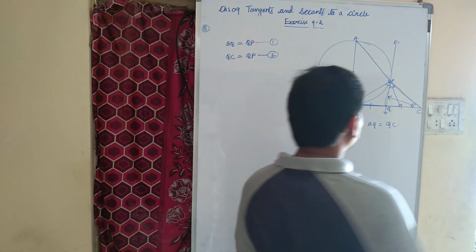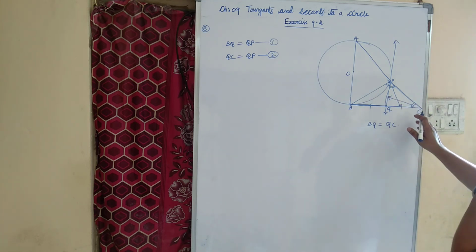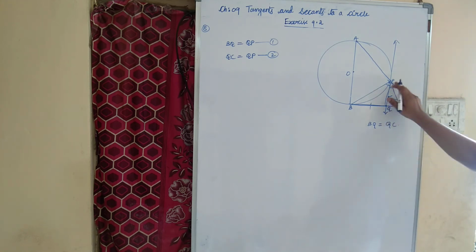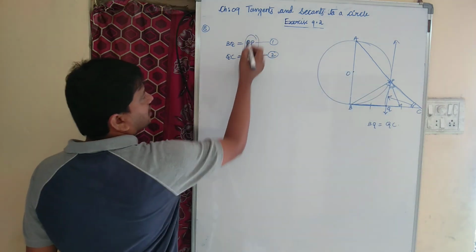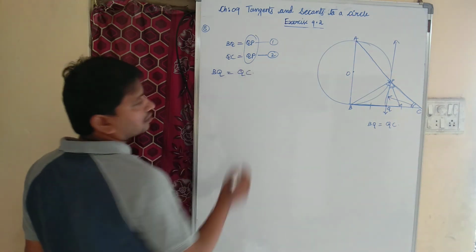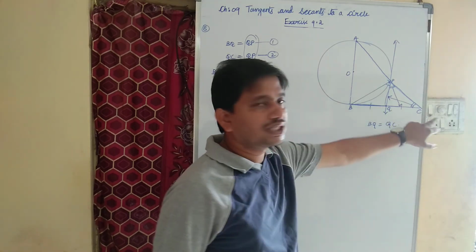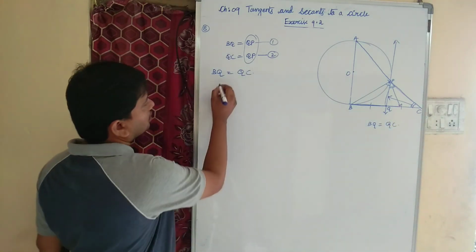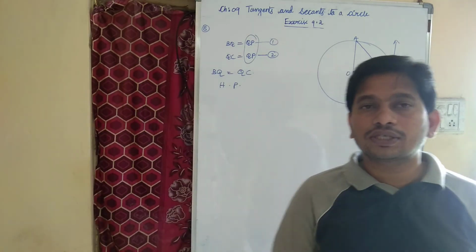Students, are you understanding? Here two angles are equal, then the sides opposite to equal angles are also equal. What is the side opposite to P? That is QC. What is the side opposite to C? That is QP. See, from equation number 1 and equation number 2, the right hand sides are equal. If the right hand sides are equal, I can equate the left hand sides. They are BQ and QC. Yes, the length of BQ is equal to the length of QC. Hence, proved.